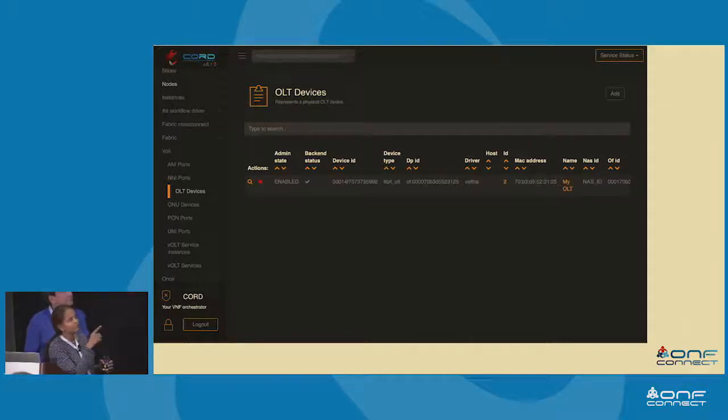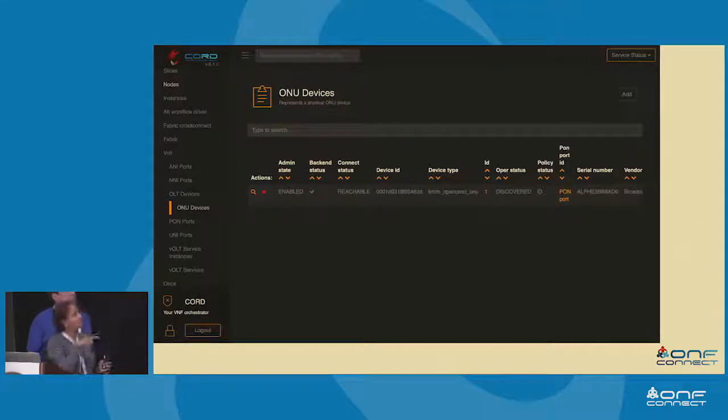Now we are able to discover the Tibit OLT. The Tibit OLT is configured with CTAG 4090. And this slide shows that we are able to discover the ONU, which is sitting behind the Tibit OLT. Our next step is to authenticate the laptop and acquire the DHCP address, and then browse the web server.